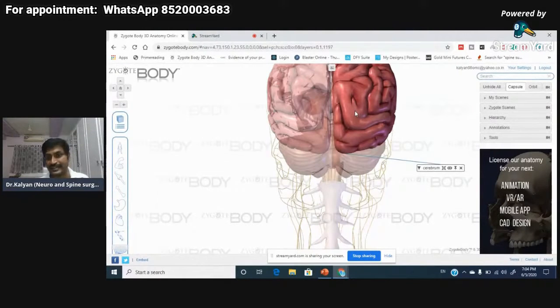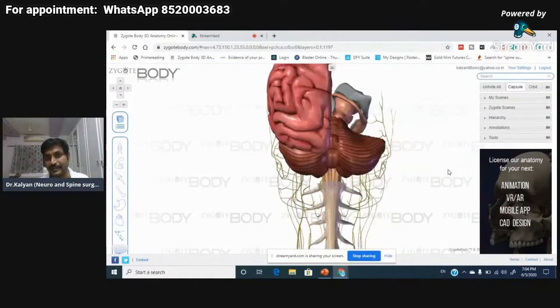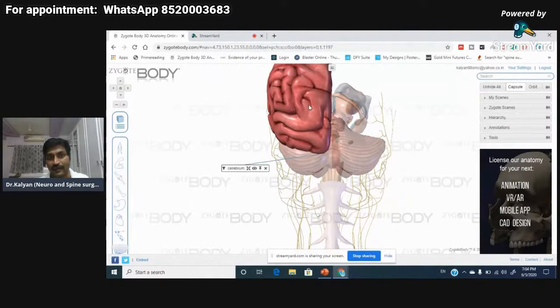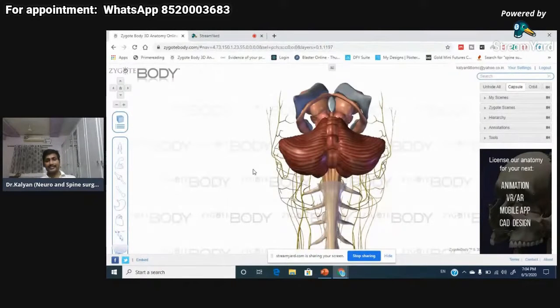Let me hide some of the structures so that it becomes easy for you. I am hiding the cerebrum. So what you are able to see is the cerebellum. This entire structure is known as the cerebellum. Are you able to see the horizontal striations? A number of horizontal striations. These horizontal striations are very specific for the cerebellum. They are not found in the cerebral cortex.